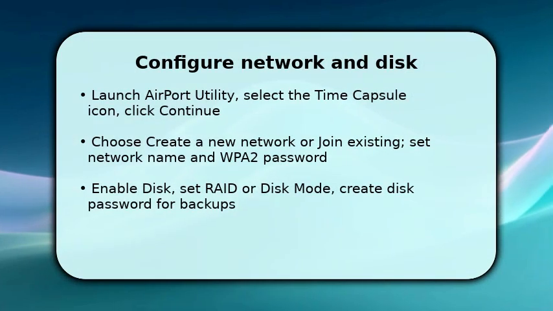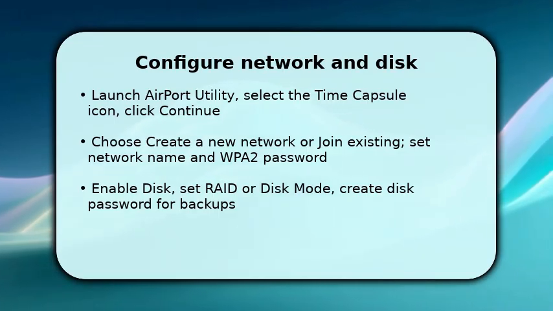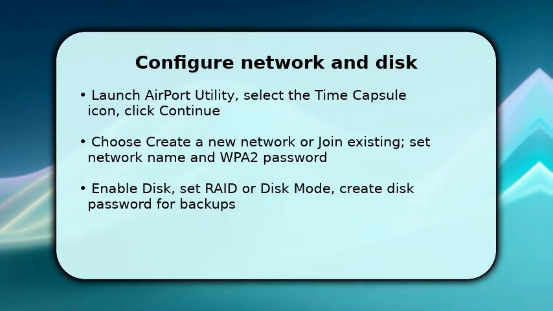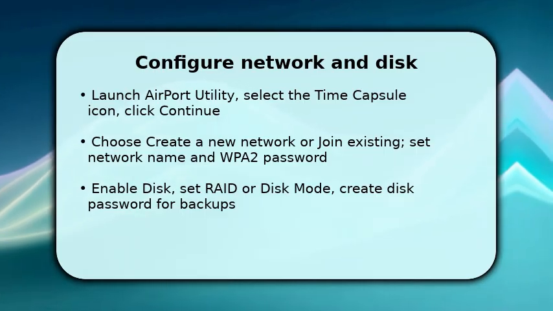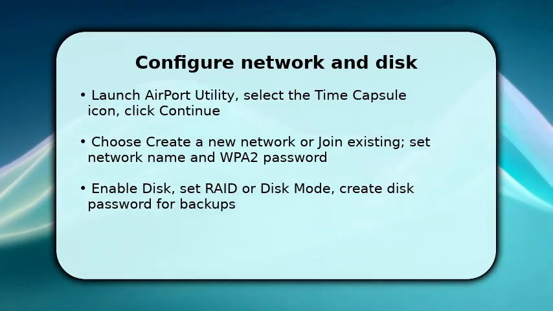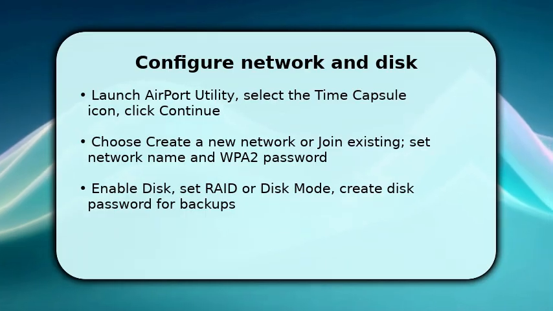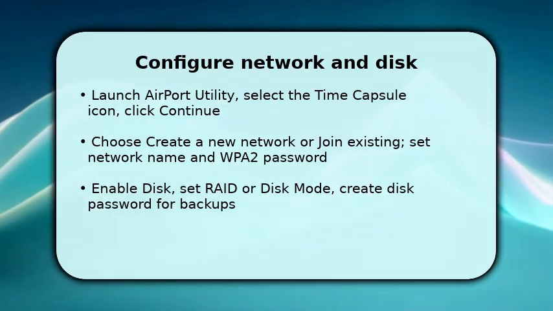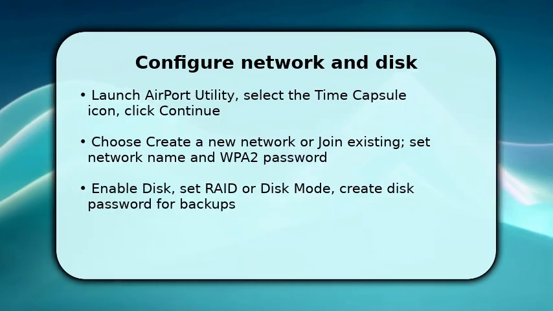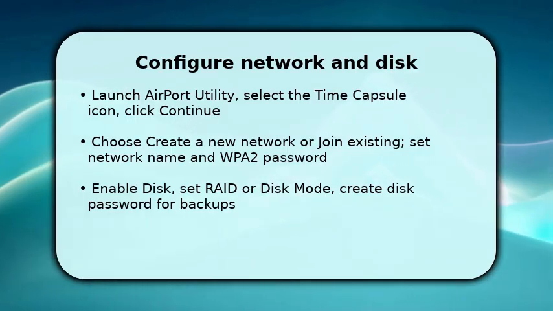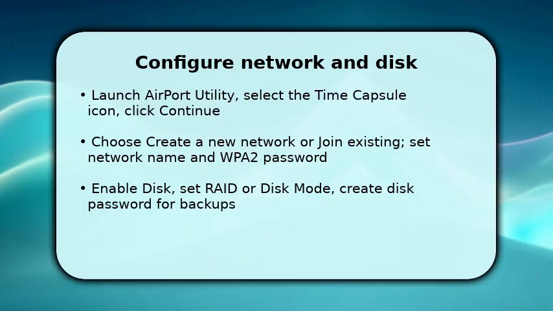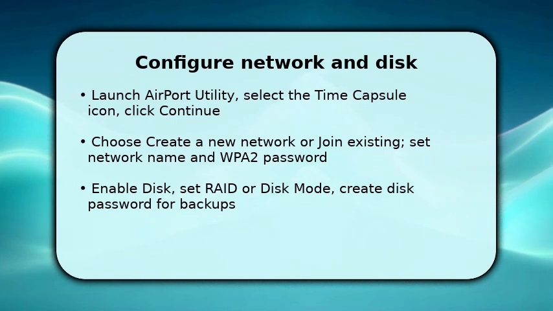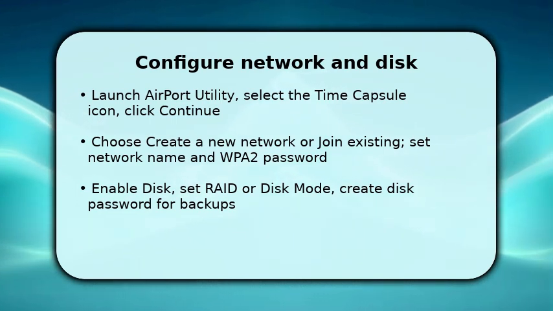You'll now configure network settings and the internal disk. In Airport Utility, select your Time Capsule and choose whether to create a new Wi-Fi network or join an existing one. Set a clear network name and a strong WPA2 password so devices can connect securely. Next, enable the disk in the base station settings, choose disk mode or RAID if applicable, and set a disk password for Time Machine backups. Once you save and update, the Time Capsule will restart and broadcast the configured network.